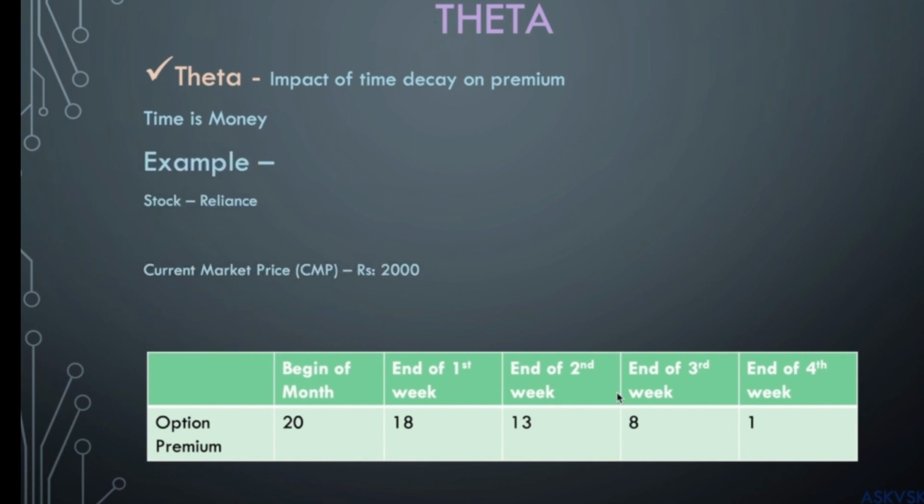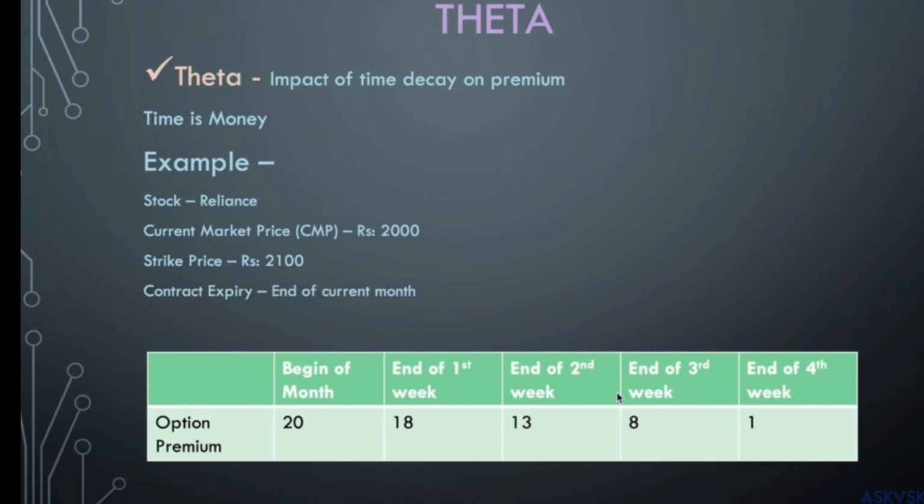So let's take an example here. We'll choose Reliance as our stock, and let's assume that it's currently trading at rupees 2000, and the strike price at which we are going to do the option trading, let's choose it to be 2100. And let's assume the contract expiry date is the end of the current month. Also, let's assume that the price of the Reliance share was moving sideways the whole month and never crossed even 2050.